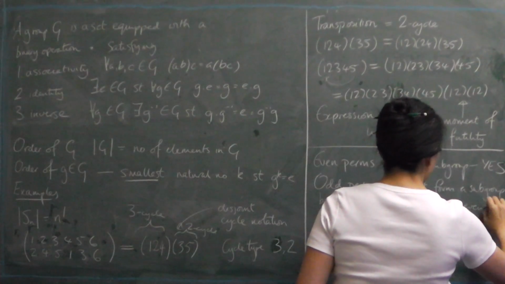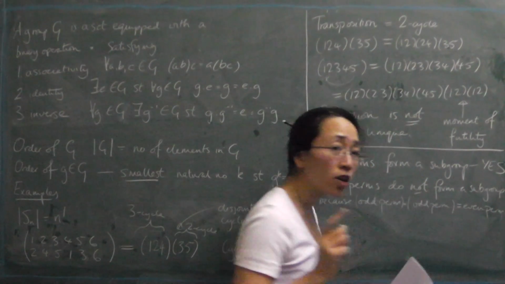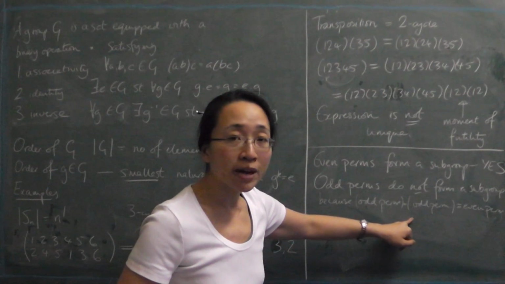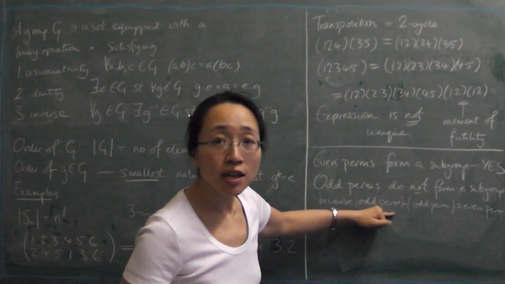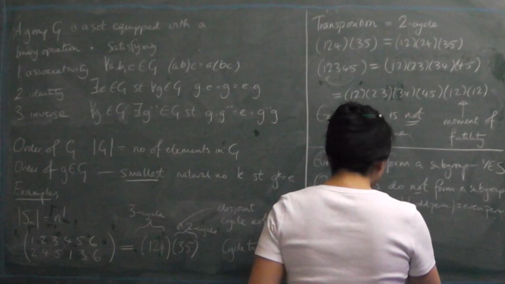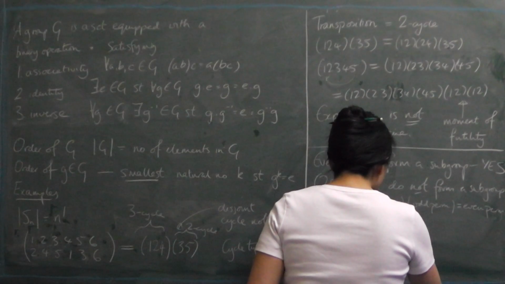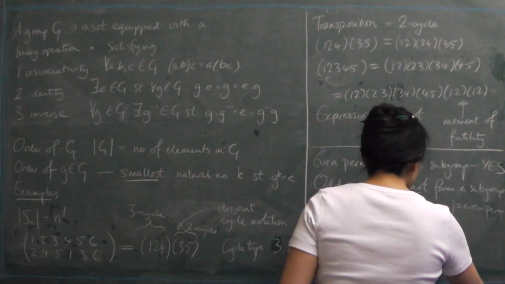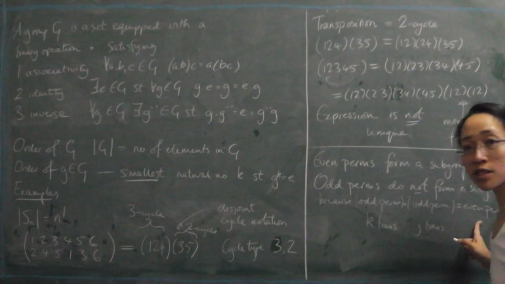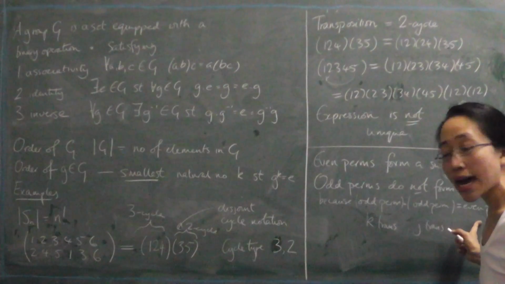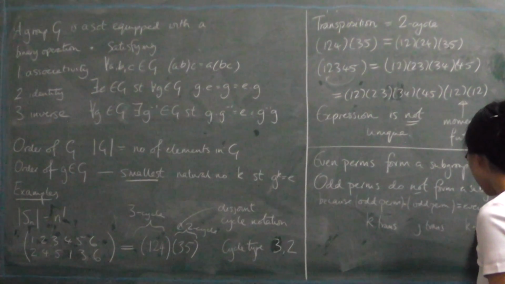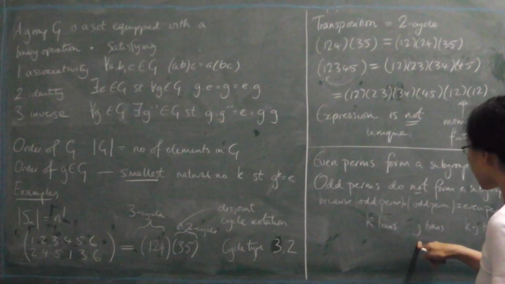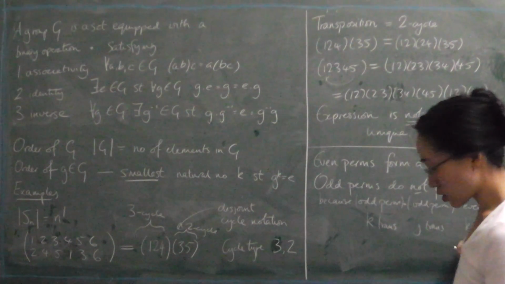Don't get confused about the fact that odd times odd is odd when you're talking about numbers, because what we're doing is counting the number of transpositions. If you have k transpositions here and you have j transpositions here, how many transpositions do you have in the product? k plus j transpositions. And so if this is odd and this is odd, then you get odd plus odd transpositions, which is even.